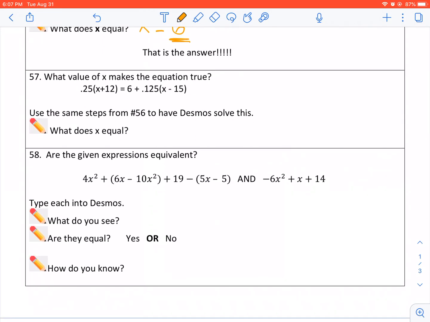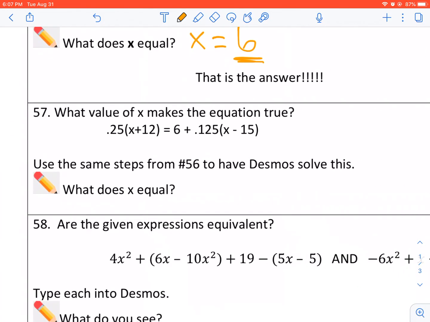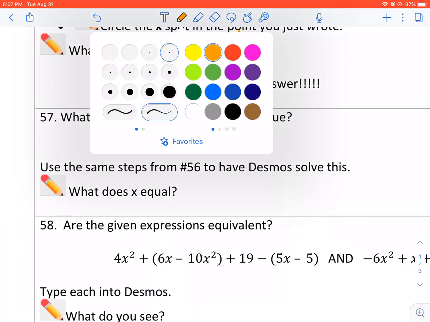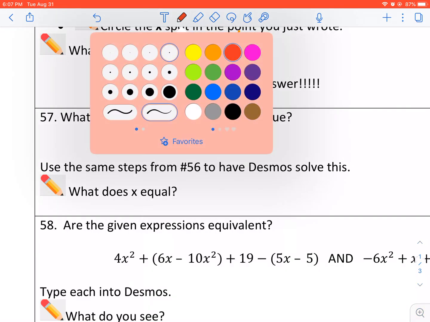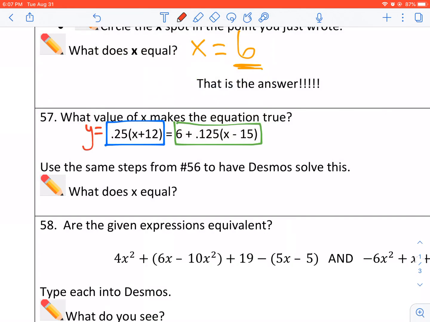Whenever you go to number 57, you're going to do the same thing. I'm going to help you get started, just to remind you that whenever you do this, you're going to type the left side in, and then type in the right side. As long as you have one variable, that'll work. And remember, just for consistency, let's get in the habit of saying y equals on both of those. You type them in, and you find where the lines cross. Whenever they cross, you get a point, and your answer is going to be the x spot of that point.